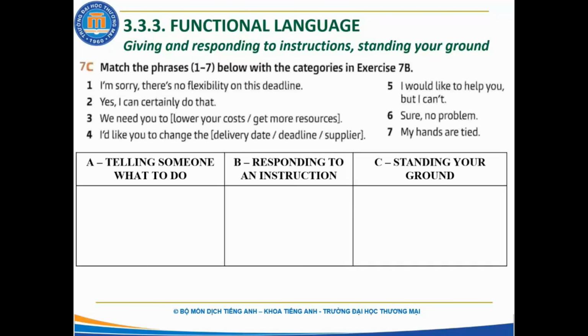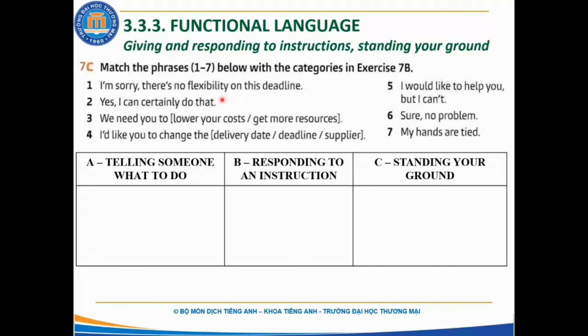Now let's move on to exercise 7c. As you can see on the screen, we have 7 sentences from number 1 to number 7. And what you have to do is to match these sentences with the categories A, B, and C. Now please have a look at these 7 sentences from number 1 to number 7 here. Is there any new word for you? So what does flexibility mean? Flexibility có nghĩa là sự linh hoạt.